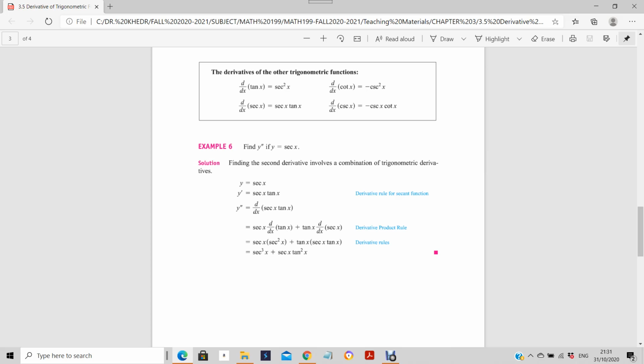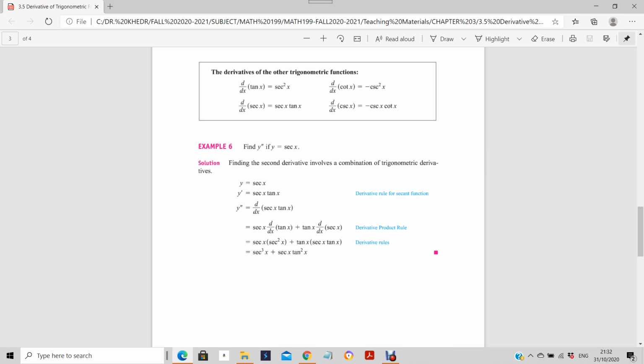Here we have another example. We need to find y double prime, meaning the second derivative of the function y equals secant x. So first we differentiate the first time. So y prime equals the derivative of secant x. If you go back to the formula here, it's secant x tan x.